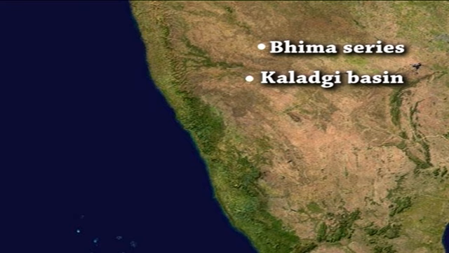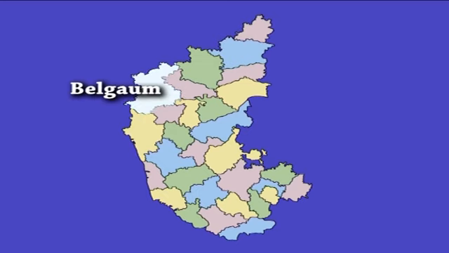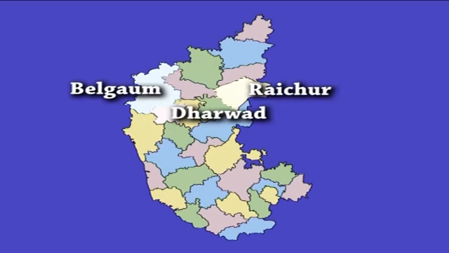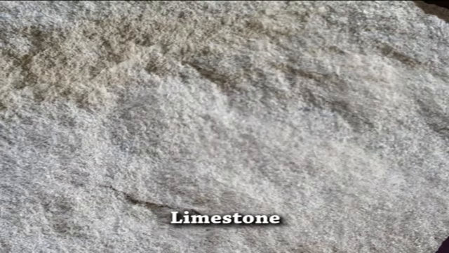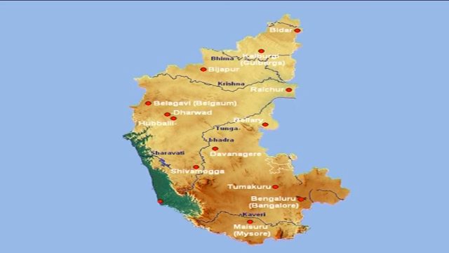The Proterozoic non-fossiliferous sedimentary formations of the Kaladgi and Bhima series. The Kaladgi series has horizontal rocks that run for 160 km in the districts of Belagaum, Raichur, Dharwad and Bijapur districts. The Bhima series that is present on either side of the Bhima river consists of rocks containing sandstone, limestone and shale, and this is present in the Gulbarga and Bijapur districts.